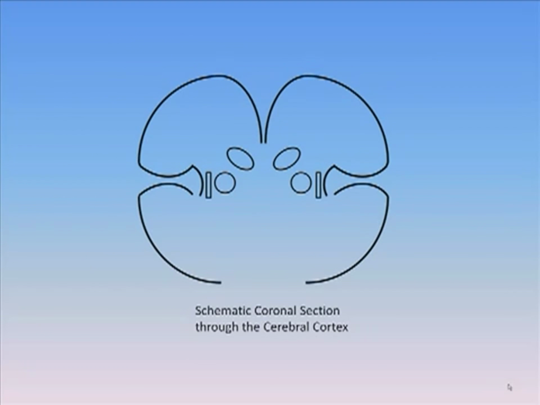So here is a schematic cross-section through the brain. Imagine that you're facing a person, and then imagine cutting a slice through the brain as you're facing head-on, just in front of the ear, roughly. This is the schematic representation of what you would see if you did that.